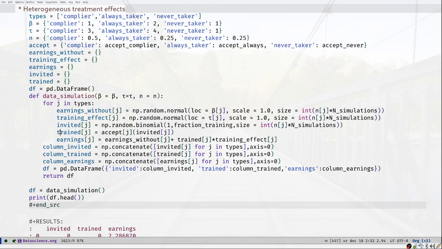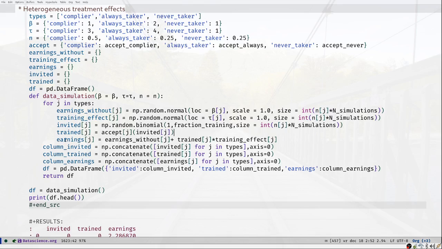Now, to determine whether somebody got training or not, we have trained here for compliers. That calls the dictionary accept with the key complier. So if you call accept with the key complier, you basically call the function accept complier. This function accept complier, the one that we have over here, is called with the argument invited complier, which we generated in the line before. So that will be a vector of zeros and ones, depending on the outcomes of this binomial distribution here.